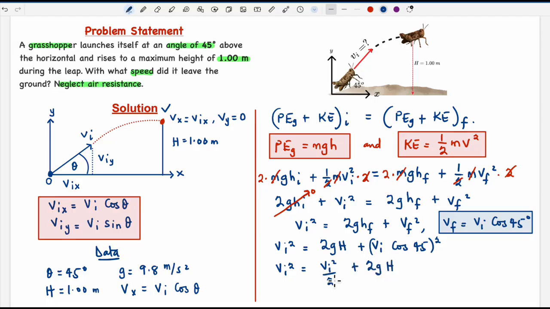Simplifying this for our vi, we see that vi is equal to 2 square root of gh. Substituting our value gives us 2 square root of 9.8, and that is about 6.2 meters per second as the speed with which this grasshopper launched itself. And that is very interesting. Even though we see such bugs as very weak, look at the speed with which it launched itself from the ground: 6.2 meters per second, and that is a very powerful grasshopper.